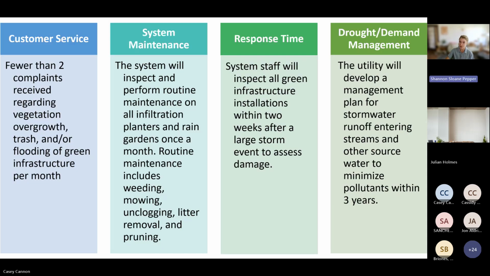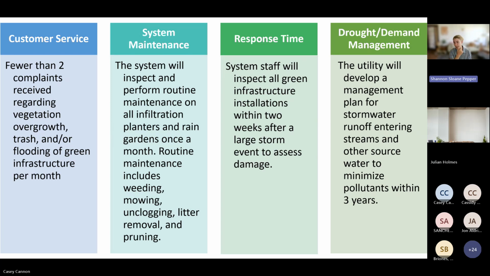So here are some examples of what level of service goals can look like for a system that also includes green assets. A customer service goal might look like fewer than 2 complaints received regarding vegetation overgrowth, trash, or flooding of green infrastructure per month. Because green infrastructure tends to be public facing, people will engage with it. This is a big one, and it's big for traditional wastewater systems and wastewater treatment plants as well, where people expect a certain level of service and might call in to complain if it's not being met.